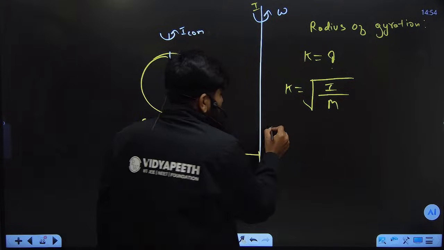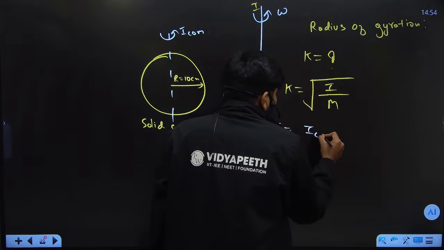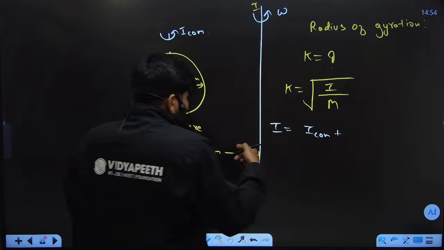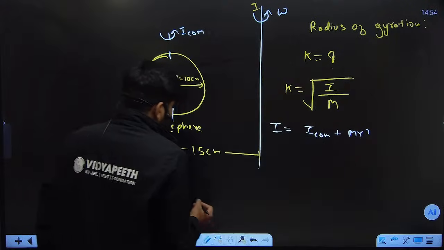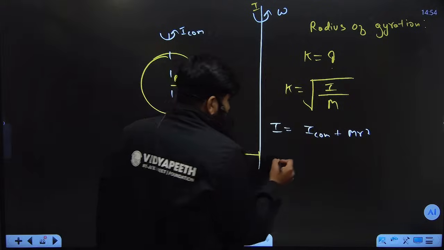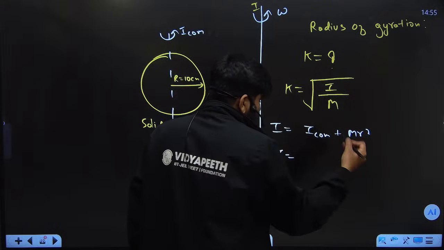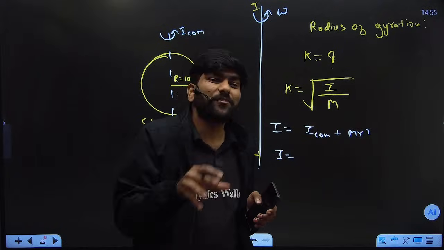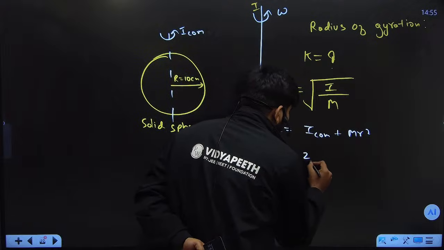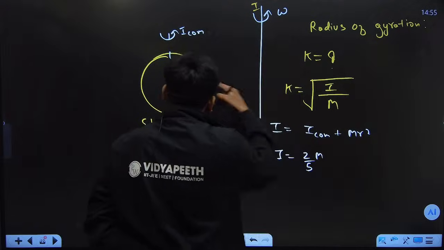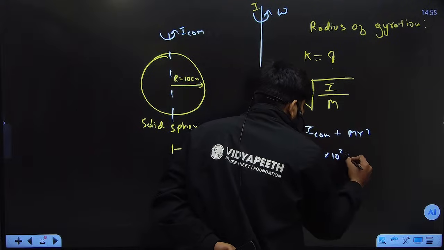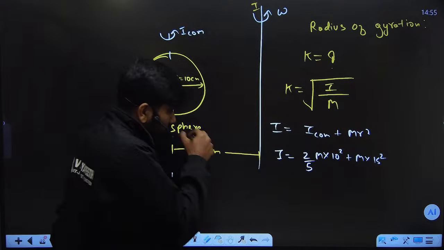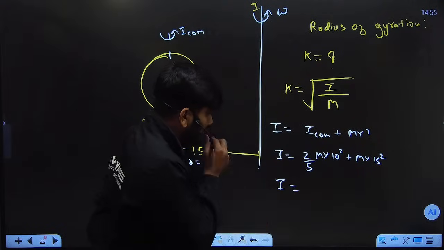So what is the moment of inertia I here? Due to the parallel axis theorem, I is I COM, the moment of inertia about the center of mass, plus m r square. Now what is r here? 15 centimeter. What is the moment of inertia of a solid sphere about an axis passing through its center? It is 2 by 5 m r square. So I will write 2 by 5 m r square, that is the radius of the sphere, plus m into this distance square.